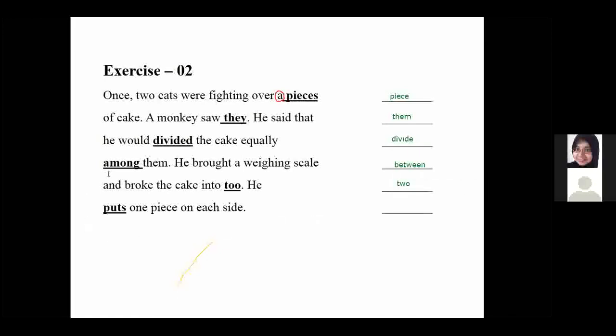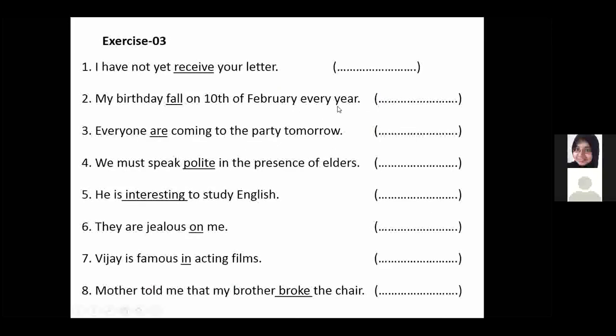Next one. He puts one piece on each other. Now look at this one. It goes with the verb, so it must be the tense. You have already read here, once two cats were fighting. Were fighting gives you the idea that it is past continuous. So it is already done. So what will it be? It will be put, the past tense. Right. Did you all understand? Hope you have. Now let's move on to the next question.